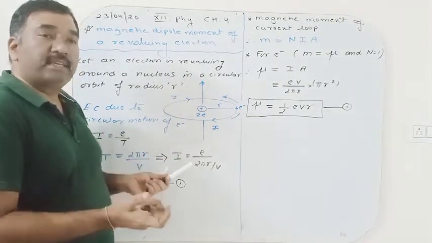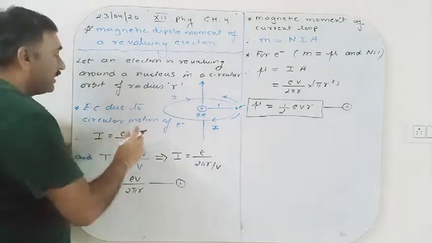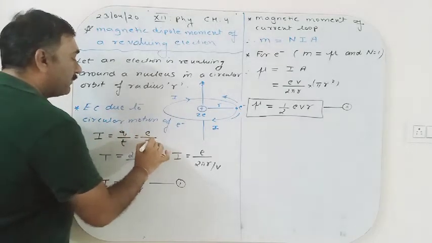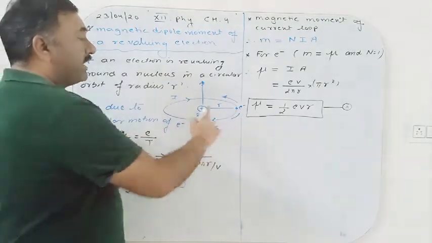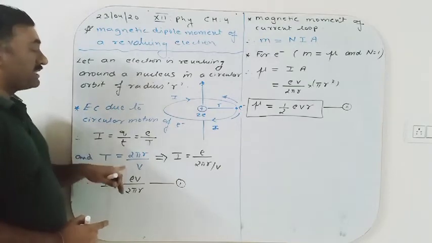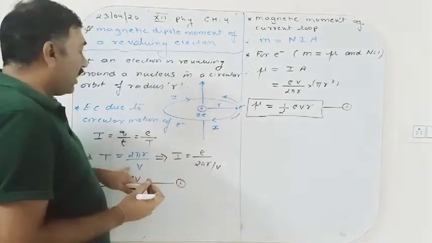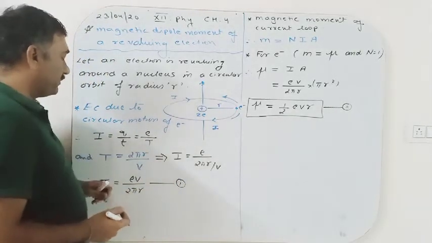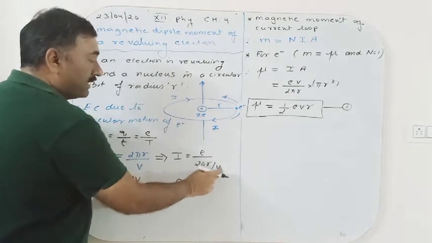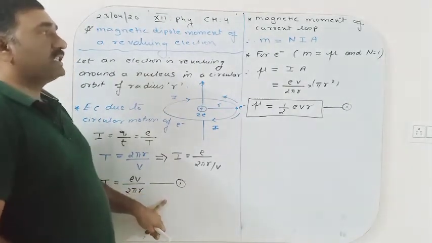So what is the basic formula for current? I is equal to Q by T, where Q is the electron charge, and for circular motion T is the time taken to complete one circular orbit, the time period. Time is equal to distance upon speed. The distance in the circular path is the circumference 2 pi r, so T is 2 pi r upon v. Substituting the value of T, I is equal to e divided by (2 pi r upon v), so I is equal to e v divided by 2 pi r. This is to be taken as the first equation.